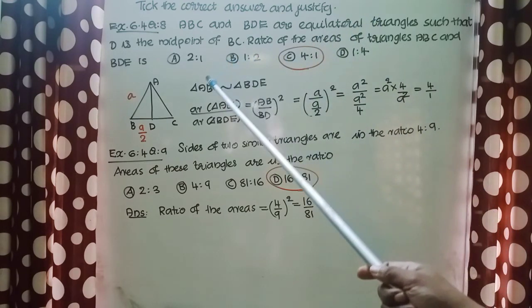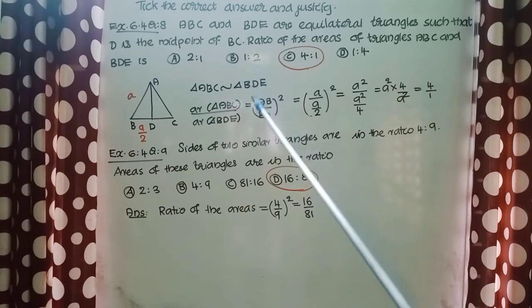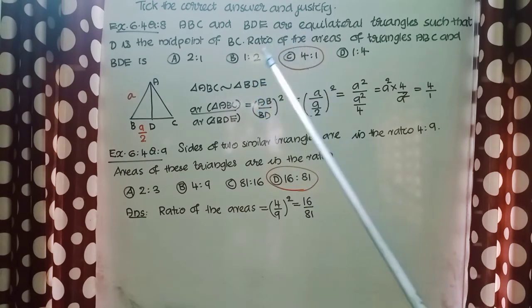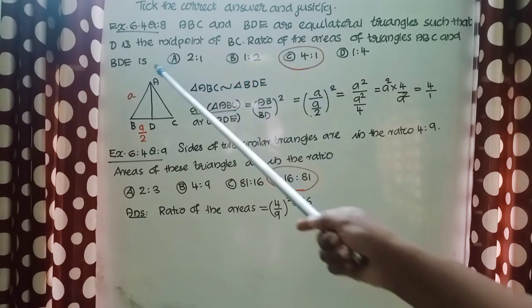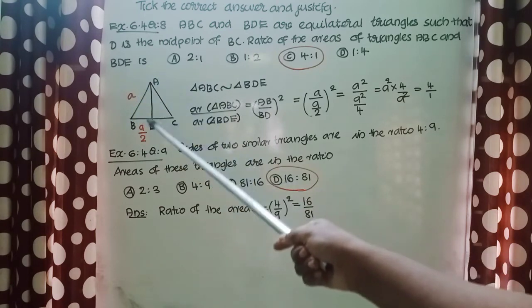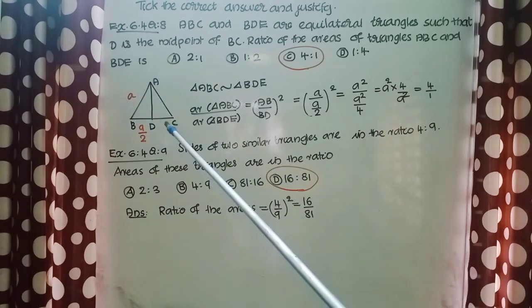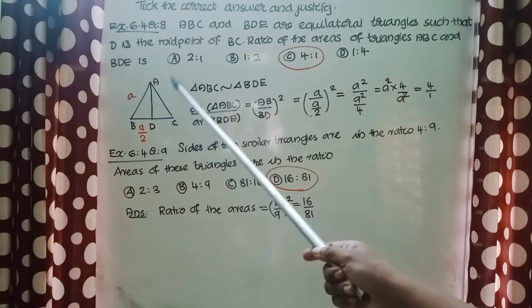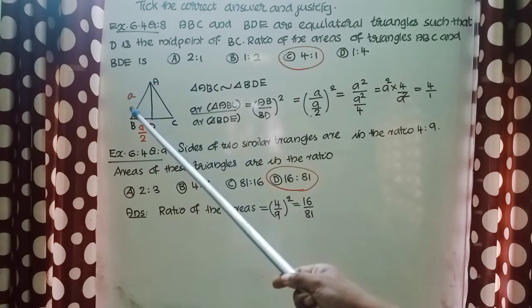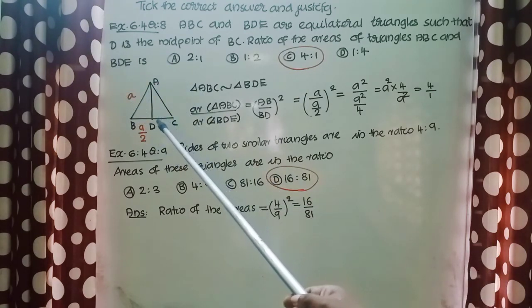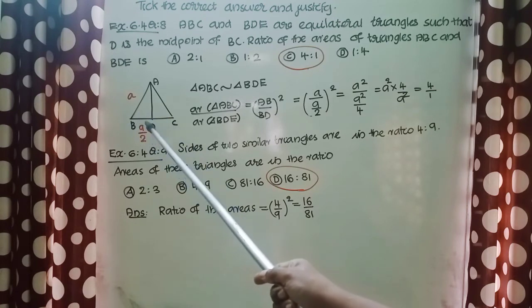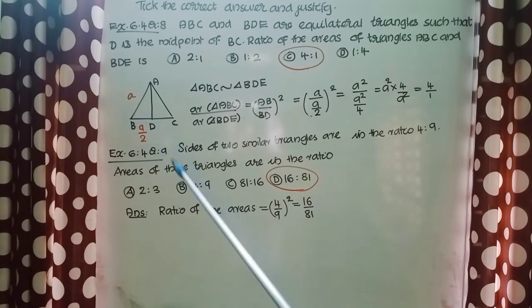Here it is given triangle ABC and triangle BDE are equilateral triangles, so they are similar. And D is the midpoint of BC, that is given. So, let the side of this triangle be a. Then this BC is also a. D is the midpoint, so this BD is a by 2.